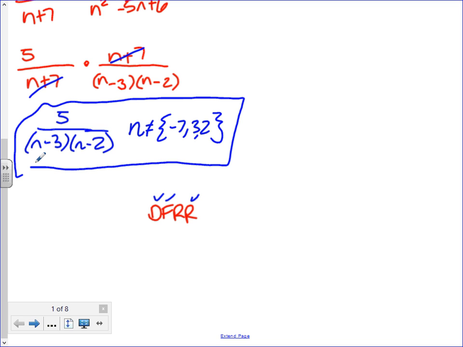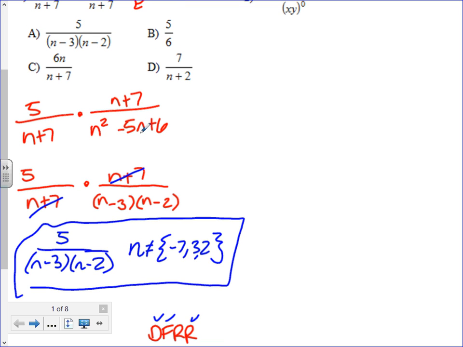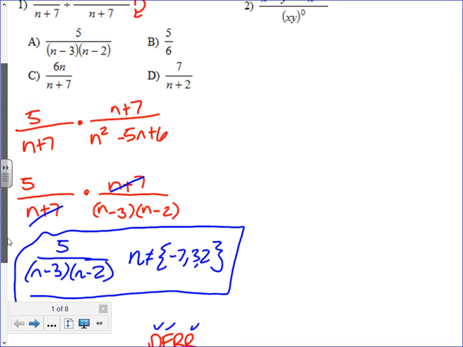So if you have two fractions and you multiply or divide them, first you need to check to see if it's division, and if it is, you change it to multiplication and flip the second fraction. After you've done that, you look for anything that can be factored and factor it. Finally, reduce and write the restrictions. Questions on number 1?